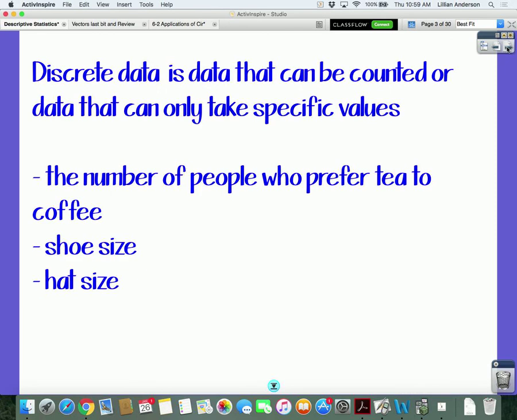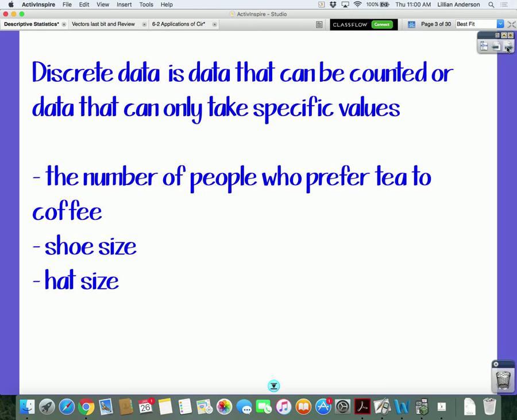Discrete data is data that can be counted, or data that can take on specific values. Those are things like the number of people who prefer tea to coffee. If we evaluate this class, how many students do we have? We have 14 students. If I had you vote on tea or coffee, I'd have something that can be counted: 9 people for tea and the other 5 for coffee.